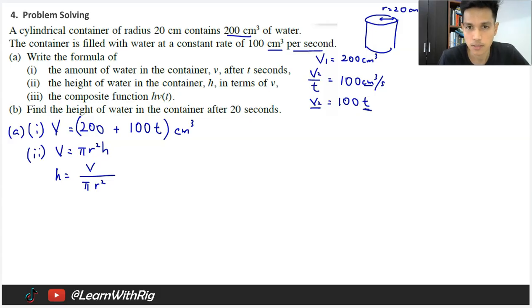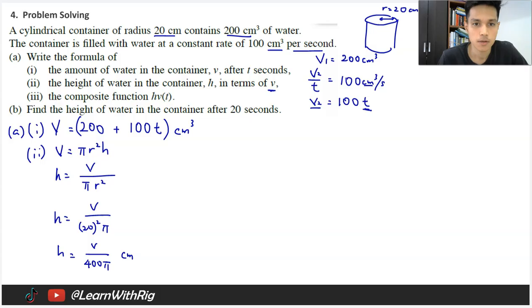But now they said in terms of V, so you only want V. So you want to remove r. What is r? R is given to you, 20 cm. So h equals V over 20 square pi, so it's equal to V over 400 pi. Okay, so this is your h. Height should be in cm as well.